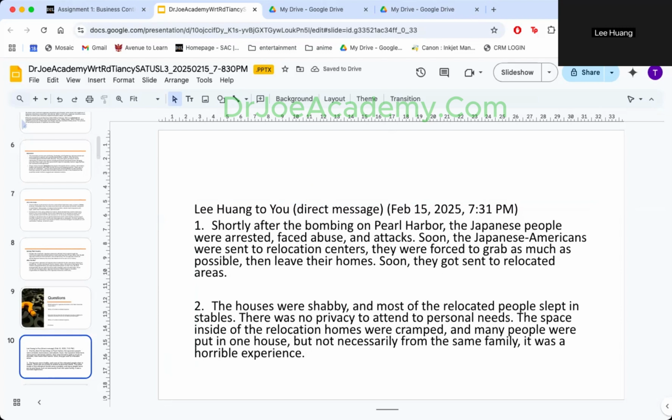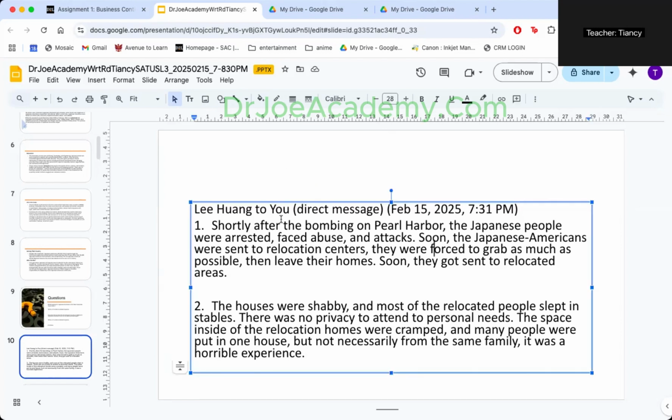Shortly after the bombing of Pearl Harbor, the Japanese people were arrested, faced abuse, and attacks. Soon, the Japanese Americans were sent to relocation centers. They were forced to grab as much as possible, then leave their homes. Soon, they got sent to relocated areas.